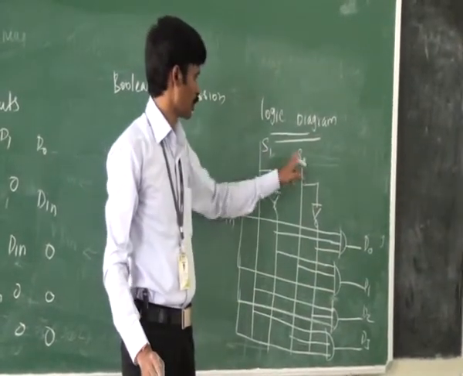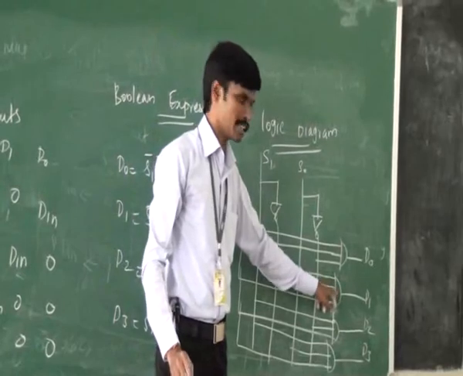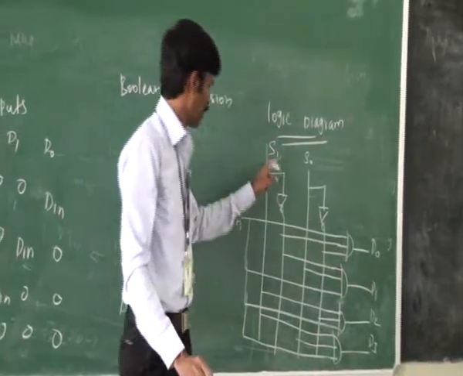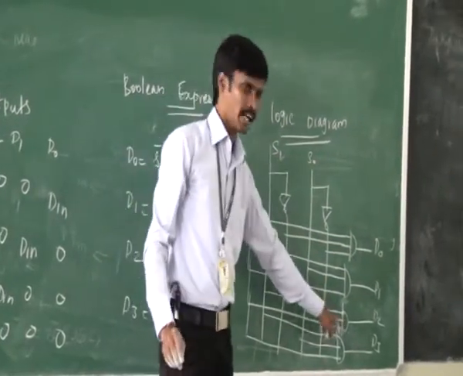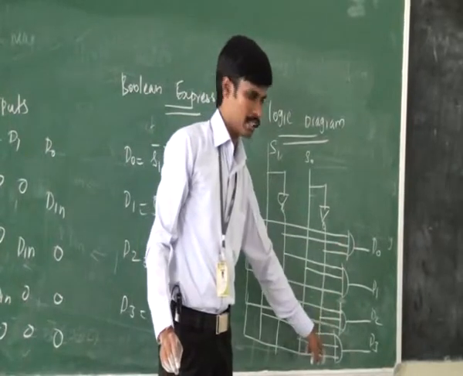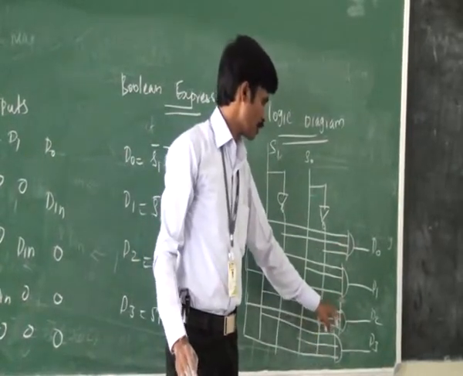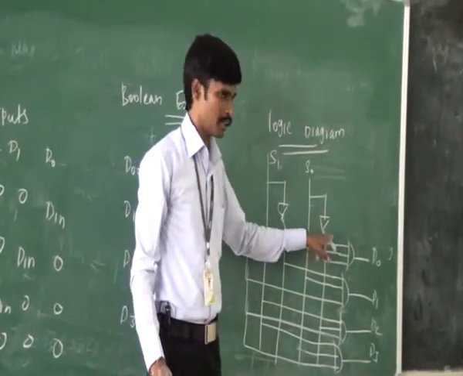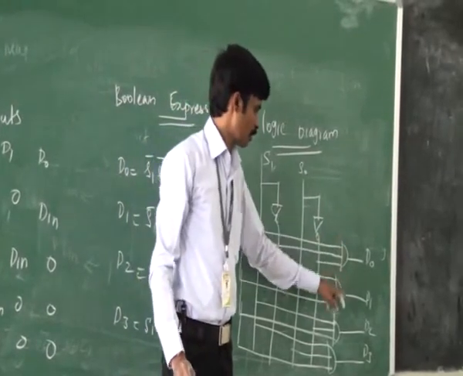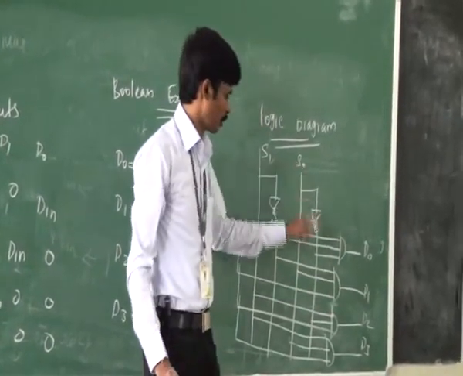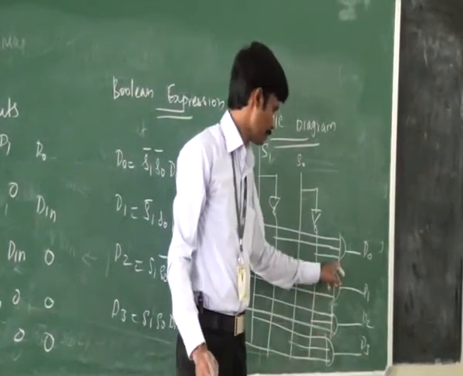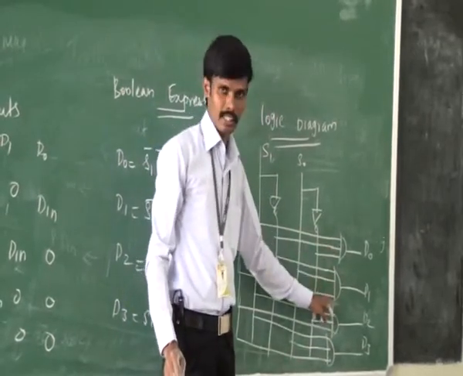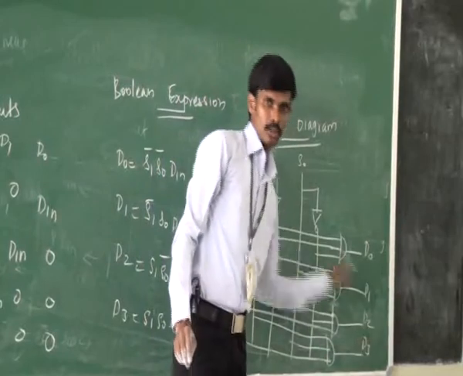When the select inputs are 0, 1, the second one gets enabled, the remaining 3 get disabled. Then the output will be D1 is equal to Din. When the select inputs are 1, 0, then the third AND gate will get enabled, the remaining 3 get disabled, due to the first 2 of its input will be high, the third input will be Din. For the rest of the AND gates, any one of the input will be 0. So when the select inputs are 1, 0, this one gets enabled, the remaining 3 get disabled. For the next combination 1, 1, the last one gets enabled, the remaining 3 get disabled, then the final output D3 is equal to Din.